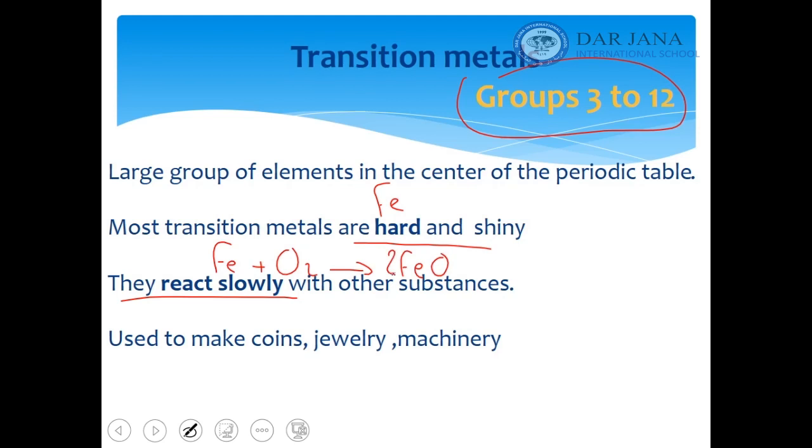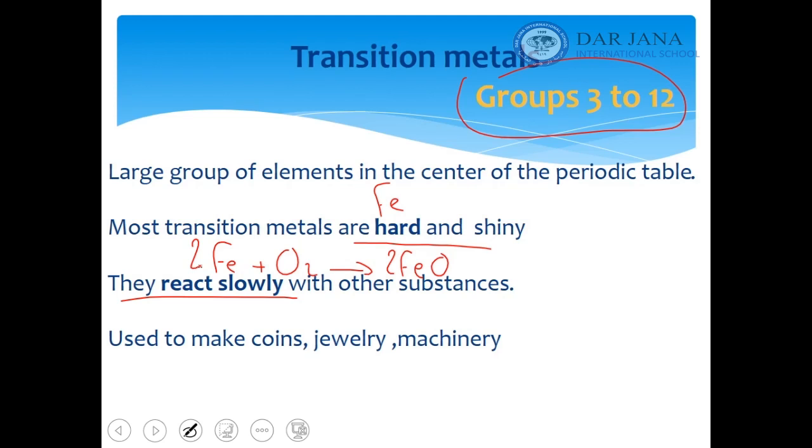Rusting is when iron, for example, reacts with oxygen. This reaction takes a long time. Of course it depends on the conditions, but in general it takes a long time. Imagine leaving a piece of iron outside. It will take a long time to rust. You need a long time to start seeing the rust on this piece of iron.